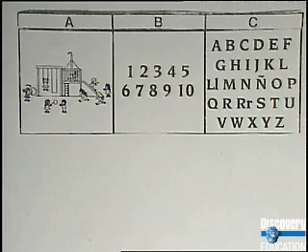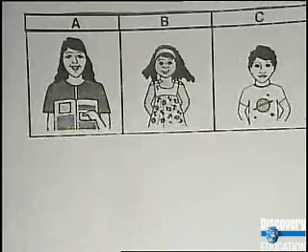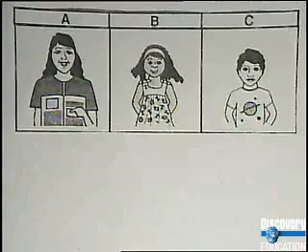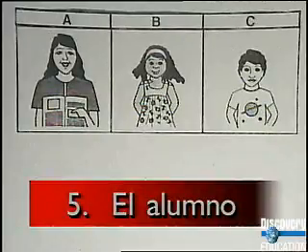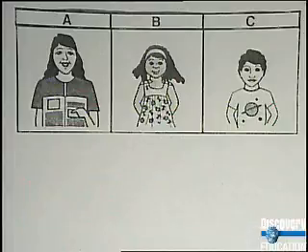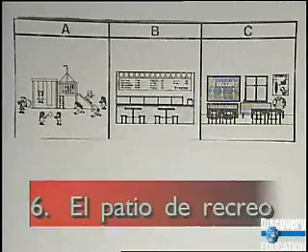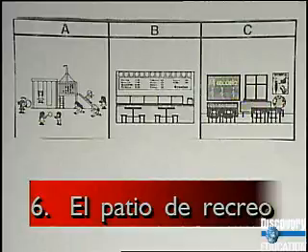Let's look now at number 5. On number 5, please put an X over the picture that shows el alumno. Let's look now at number 6. How about on number 6, you put an X over the picture that shows el patio de recreo.